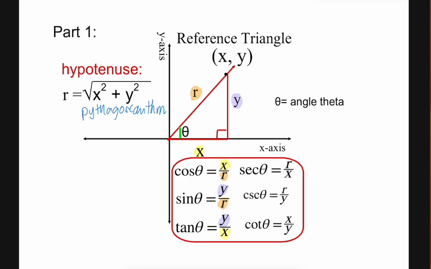Okay. So does anyone have any questions about how we pull out the values from our reference triangle? Anybody have any questions about that?